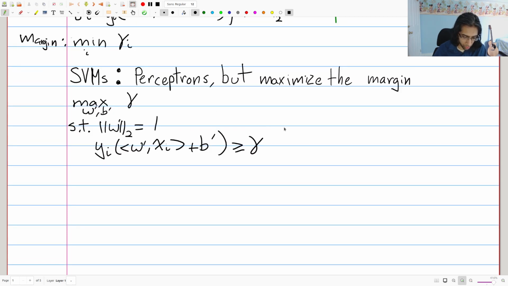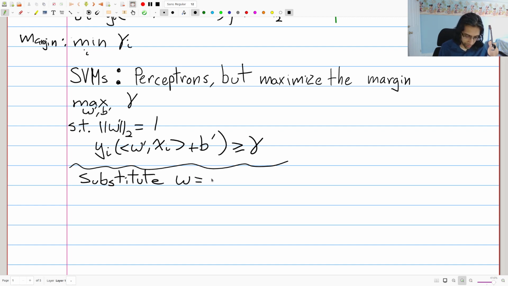The way we are going to do this is we're going to perform a substitution in the following sense. Let's substitute w prime equal to gamma times w, and b prime equal to gamma times b. The idea is that I want to rescale these, so that I get the gamma and the weight vector w rescaled appropriately.